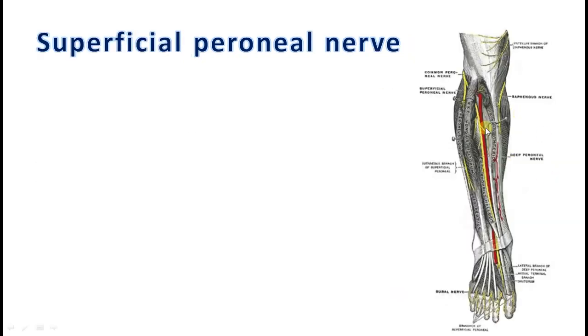So the nerve of the peroneal compartment you are able to see here is the superficial peroneal nerve. It is also called the musculocutaneous nerve of the lower limb. Like your musculocutaneous nerve in the upper limb. It is called musculocutaneous because it supplies these two muscles, and then in the lower part it pierces the deep fascia and becomes cutaneous to supply the skin over the lower lateral part of the leg.